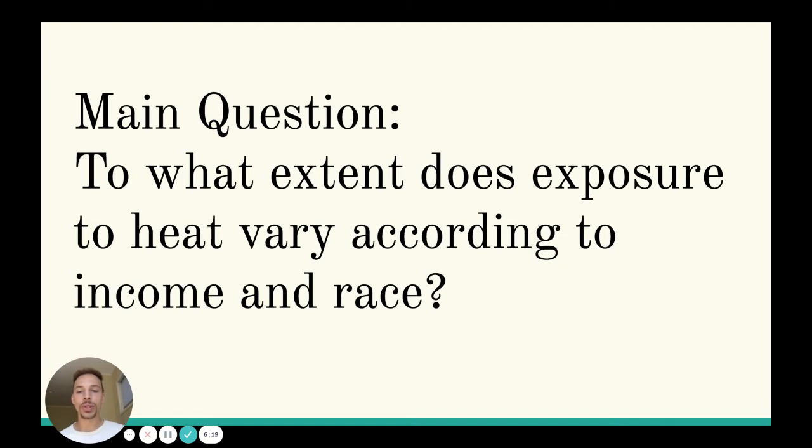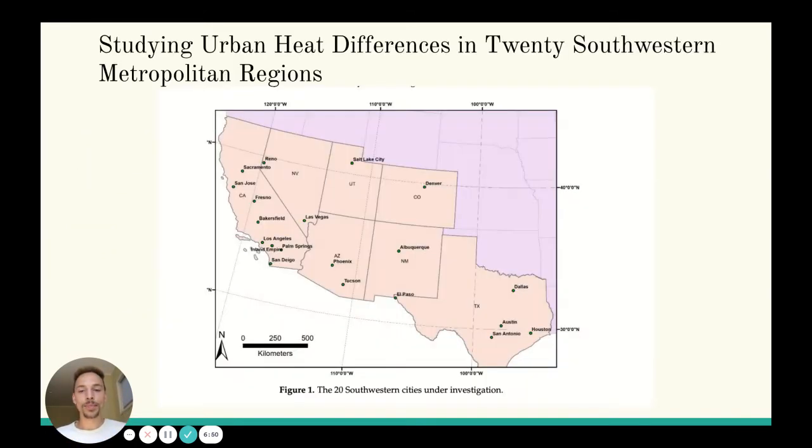And so my main question is, to what extent does exposure to heat vary according to income and race? Even given the urban heat island effect, which we know exists and has been studied since the early to middle part of the 20th century, showing that urban areas are hotter, to what extent does exposure to heat within an area still vary according to income and race? So not only the urban heat island effect, but who is affected within it.